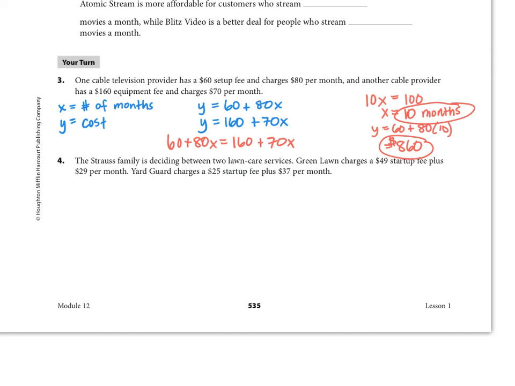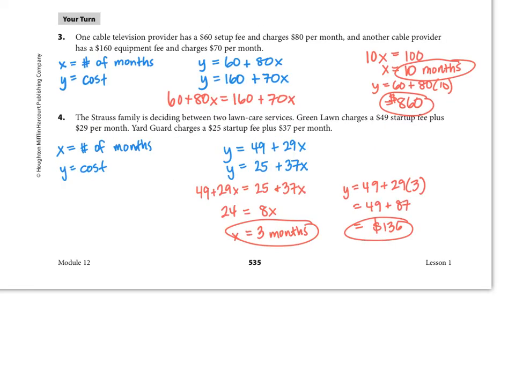The solution will be up in 5 seconds. And here's a solution. It's going to take 3 months for both of these lawn care services to cost the same at $136. The X and Y represents the same thing that it does in the previous problem. Here's my two equations. Substitution was again the method that I used. So I got this equation, went through and solved for X, and then used that to solve for my Y.